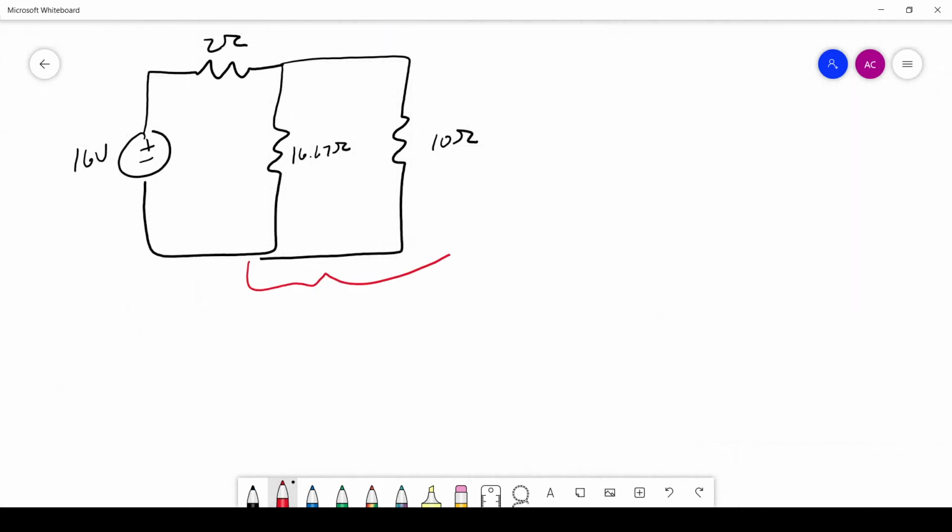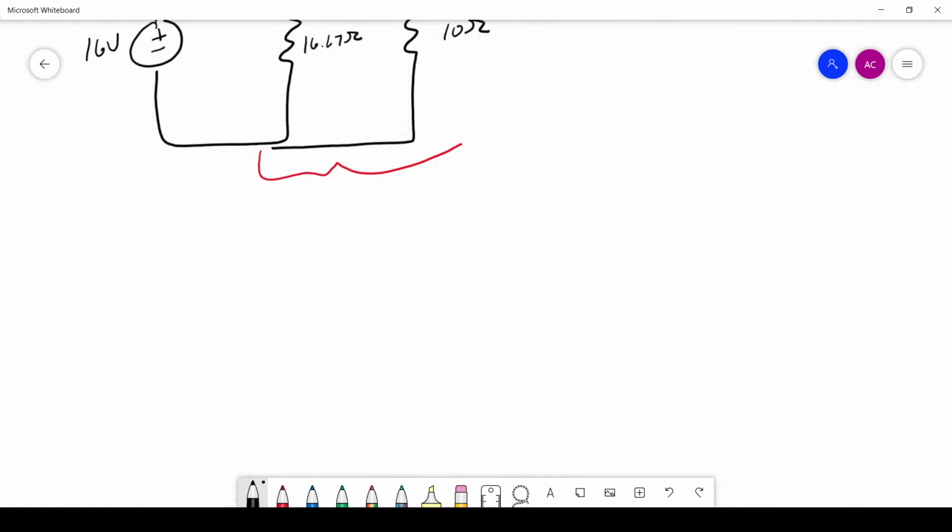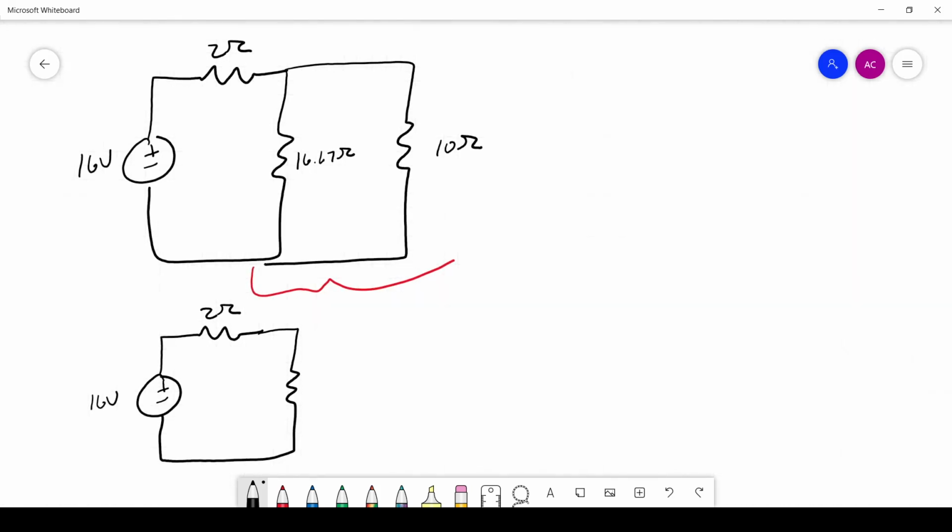All right, next step. I have this whole number. Okay, so this is going to be parallel resistors. So that's going to give us 16 volts, 2 ohm resistor, and then now we're going to have just a single resistor in place of those parallel resistors. Okay, so I'll write the formula out again. Let me do the general formula. R1 times R2 over R1 plus R2. So that's going to give us 16.67 times 10 over 16.67 plus 10.